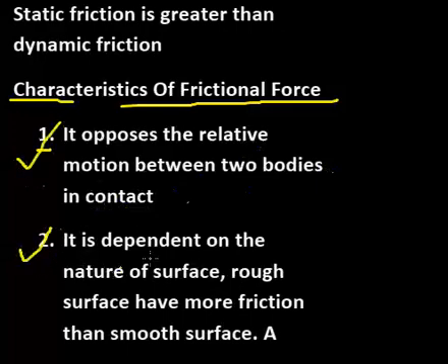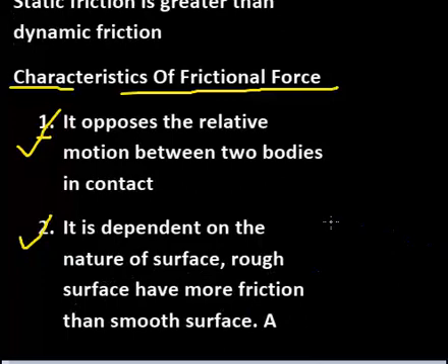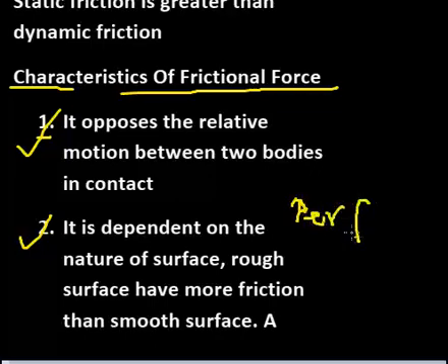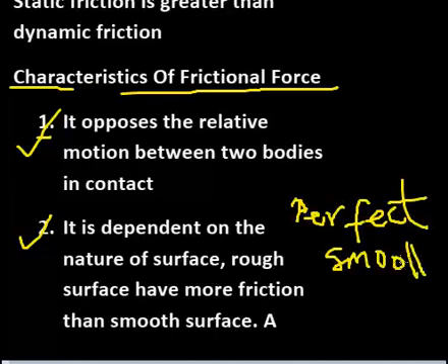Then number two is that it is dependent on the nature of the surface. A rough surface has more friction than a smooth surface. When the surface is rough, you experience more frictional force; when it's smooth, you experience less frictional force. Perfectly smooth means there is no friction at all. So a perfectly smooth surface has zero frictional force.